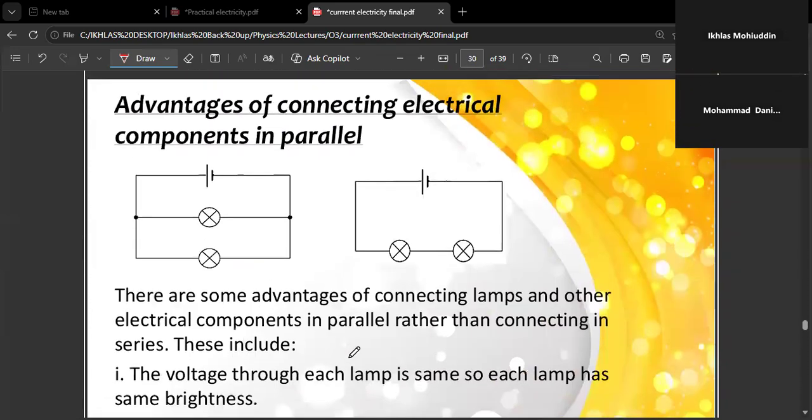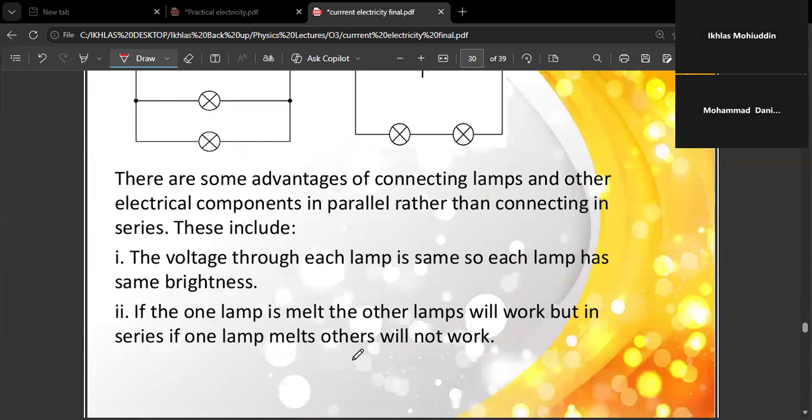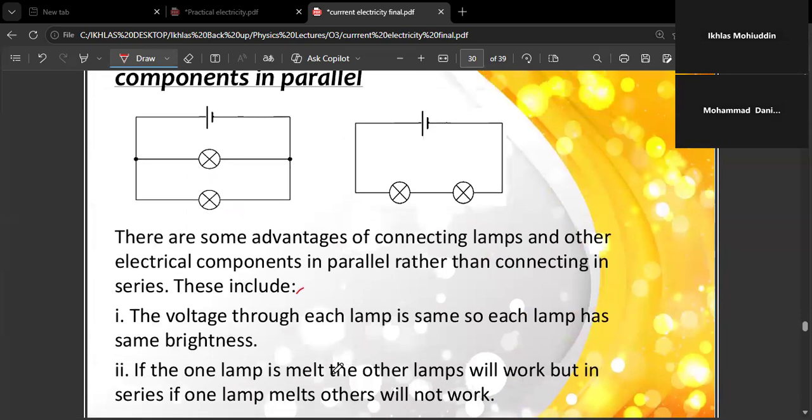So, the advantages of connecting electrical components in parallel. There are some advantages of connecting lamps in parallel. The voltage to each lamp is the same, so each lamp has the same brightness. If one lamp is broken, the other lamp will still work, but in series, if one lamp breaks, the other will not work, right? So this is the main advantage of connecting components in parallel.